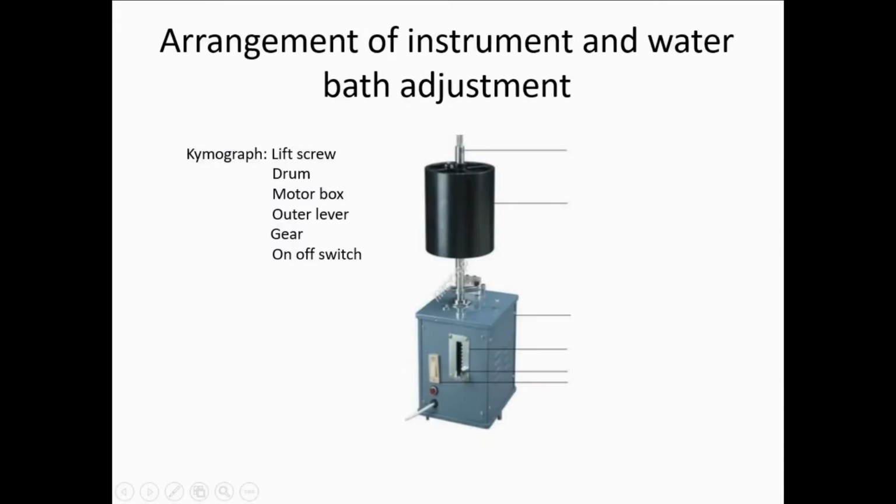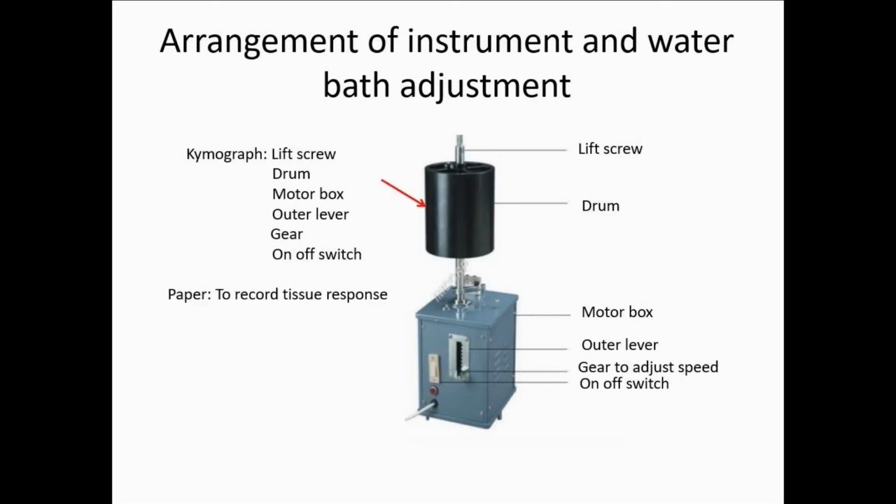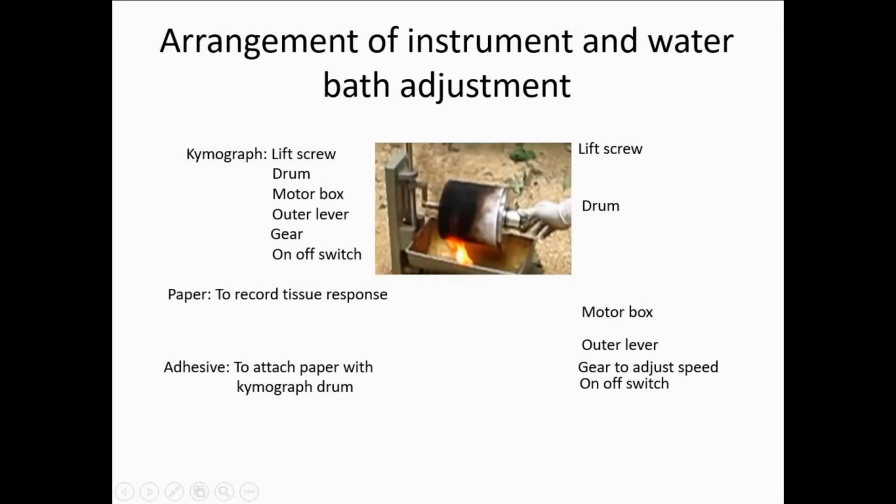Arrangement of instrument and water bath adjustment. We have to use a kymograph. The kymograph has the following components: lift screw, drum, motor box, outer lever, gear and on-off switch. The paper is used to record the tissue response. Adhesive is used to attach the paper to the kymograph drum. Smoke the drum with fire, which converts it to black color.